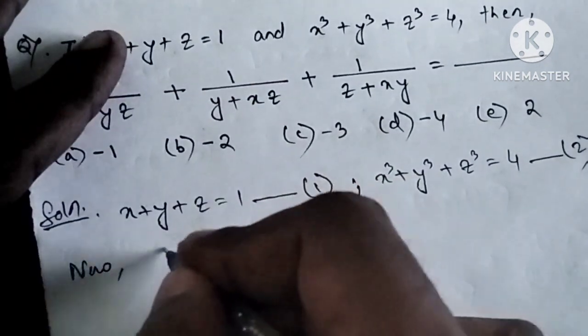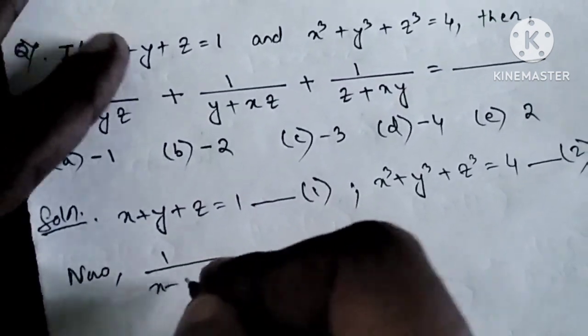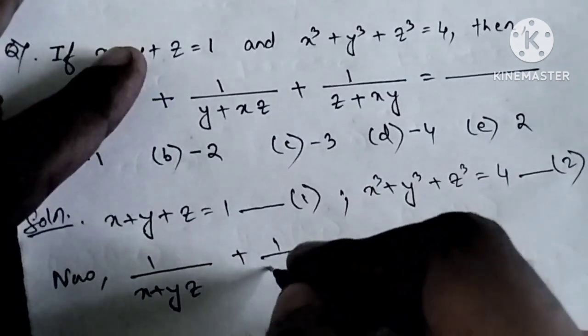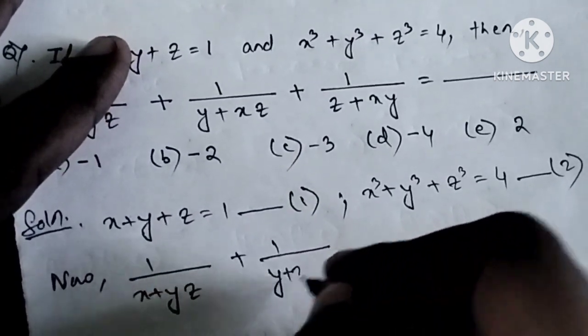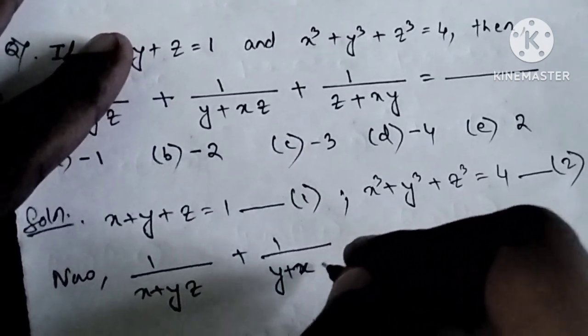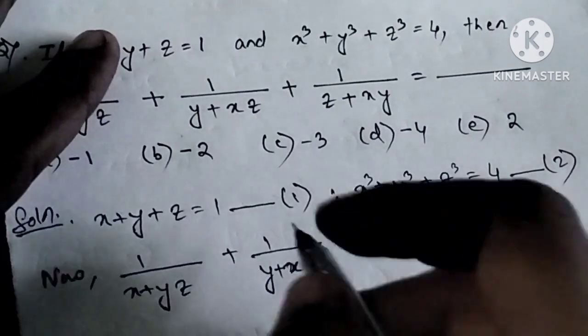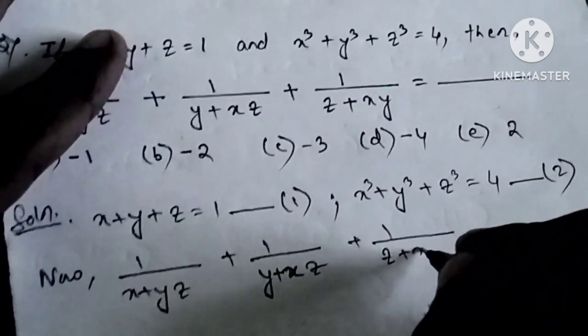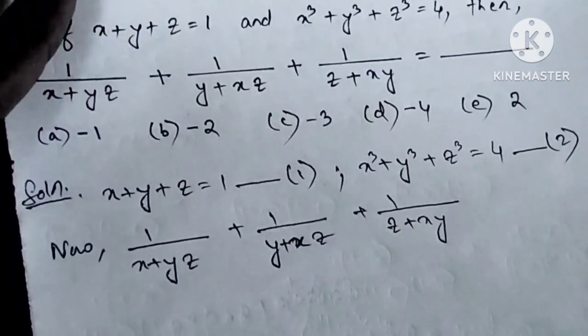So 1 by (x plus yz) plus 1 by (y plus xz) plus 1 by (z plus xy). We have to solve this one only.